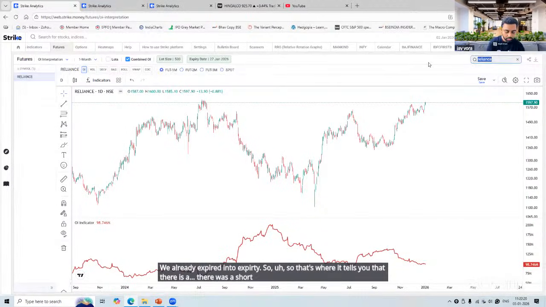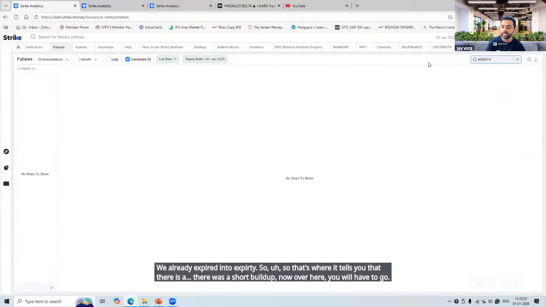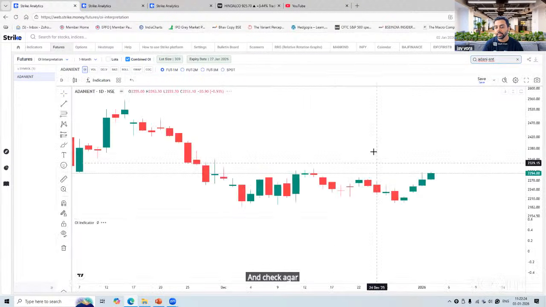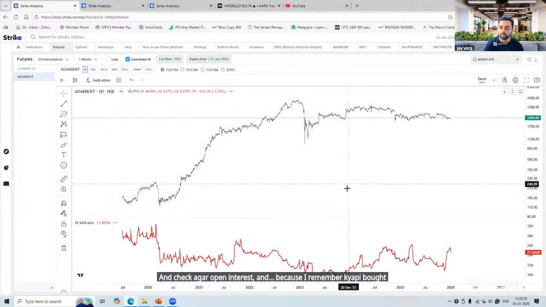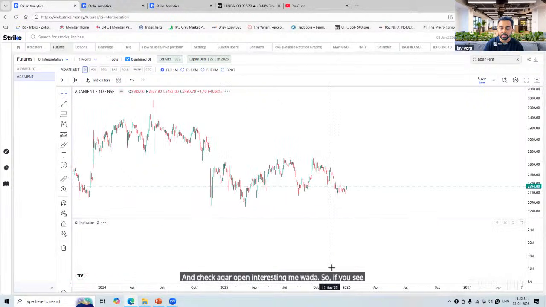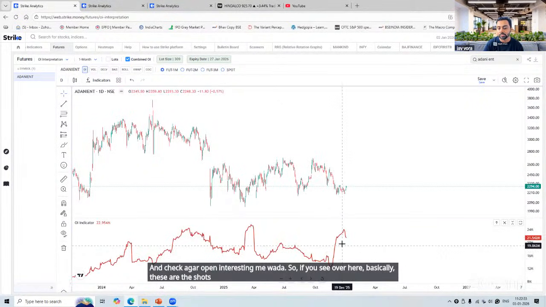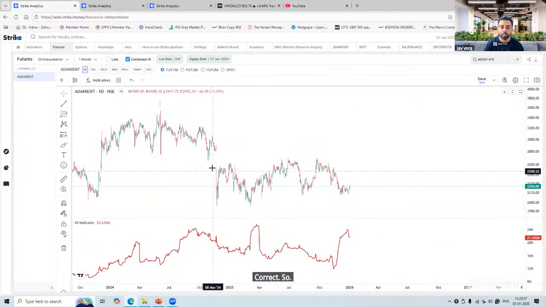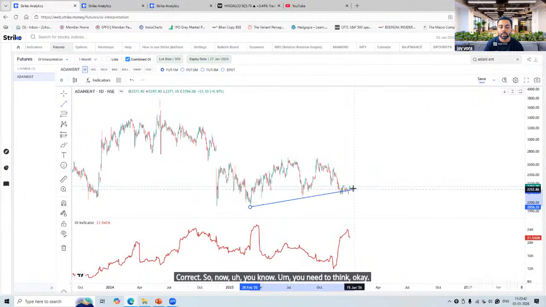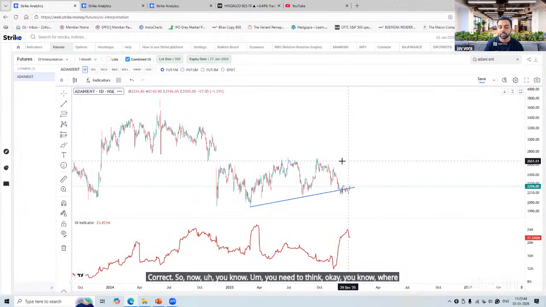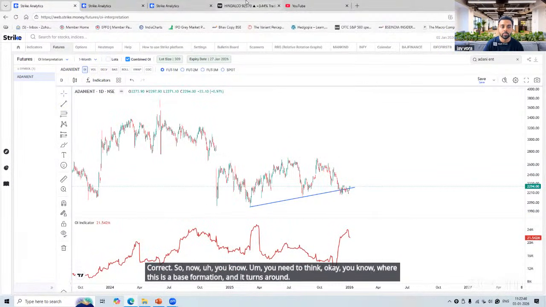Now over here you will have to check whether open interest is high or not, because I remember that a lot of shorting had happened here. If you see over here, these are the shorts that are there in the system. Now you need to think whether this is forming a triangle, where this is a base formation and it turns around. I don't know.